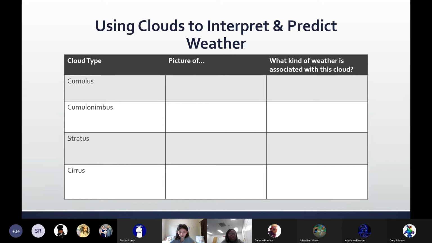Take some time to finish drawing this chart if you haven't already. Ms. Neville will go on in 3 minutes.